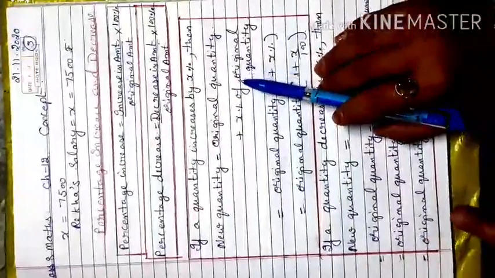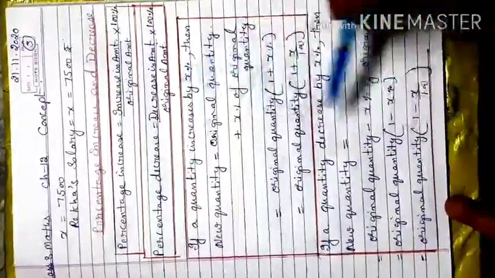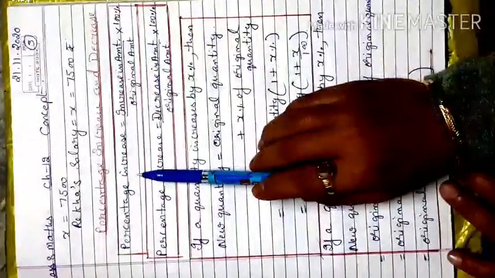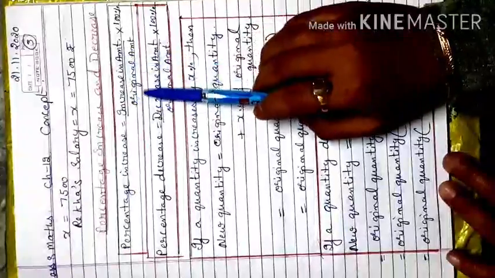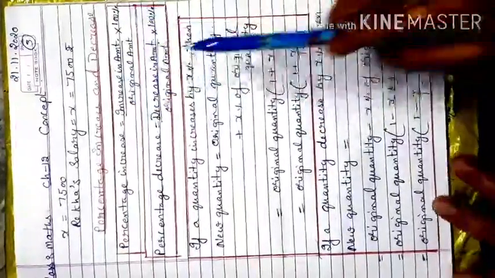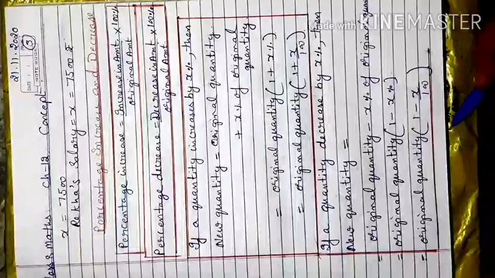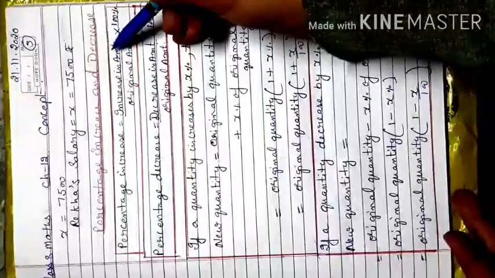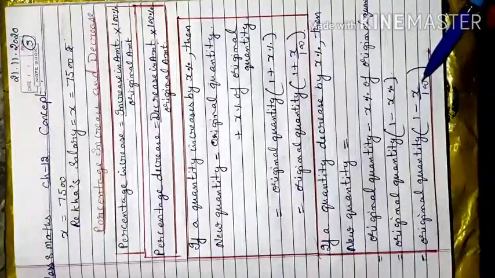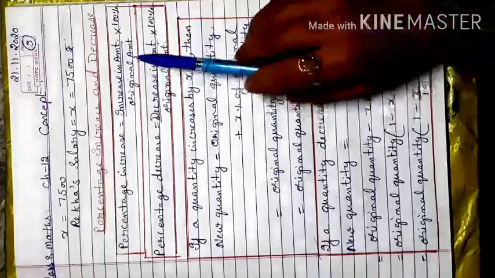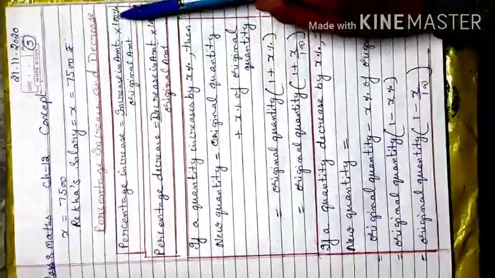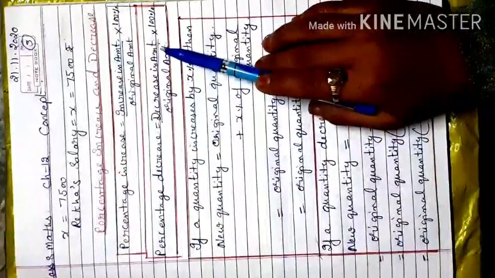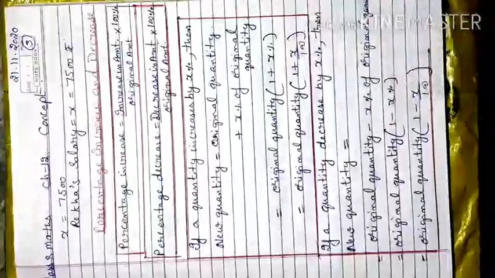Now next is percentage increase and decrease. So I am discussing here some formulas for percentage increase and decrease. Percentage increase is the increase in amount upon the original amount into 100%. It means according to the original amount, how much amount is increased. So the increased amount is written in the numerator, out of the original, multiplied by 100%. Similarly, decrease percent is the decrease in amount, how much amount is decreased out of the original amount, into 100%.